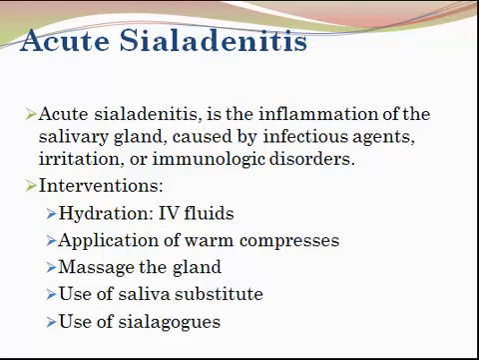Now we're going to be talking about acute sialadenitis, and this is the inflammation of a salivary gland that can be caused by an infectious agent, irradiation, or any kind of immunological disorder. It can have a bacterial or viral cause, such as an infection with CMV, Staph aureus, Strep pyogenes, Strep pneumoniae, or E. coli. It usually affects the parotid or the submandibular gland in adults.